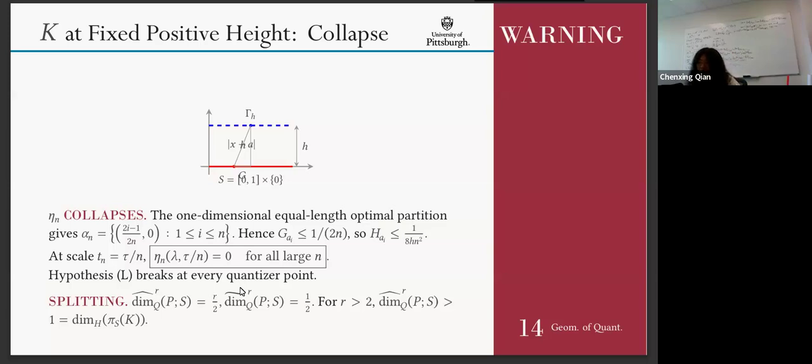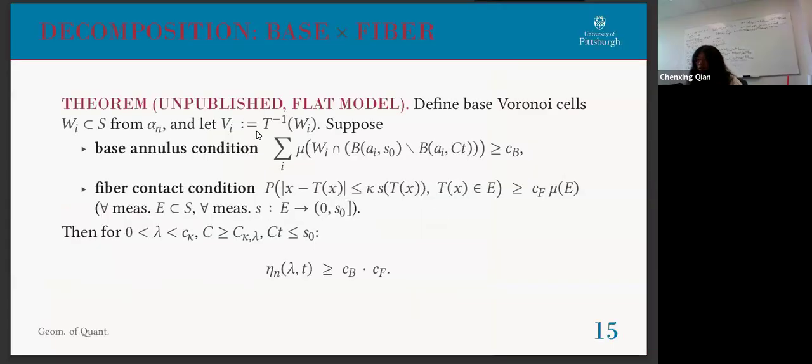So this is a counterexample, because from this example we can see that the constraint is no longer touching the support of the probability measure. And actually, there is an unpublished result here.